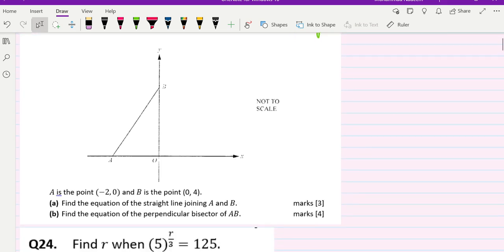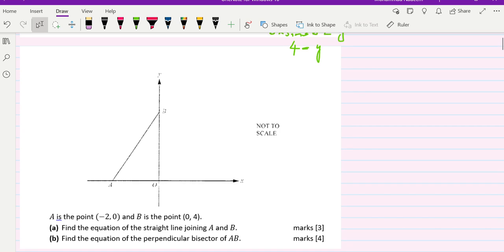This was question number 1. Let's do question number 2. In this question, you can see this is from coordinate geometry, and in this A is the point (-2, 0), and B is the point (0, 4). Find the equation of the straight line AB.